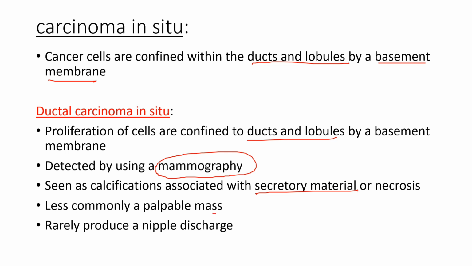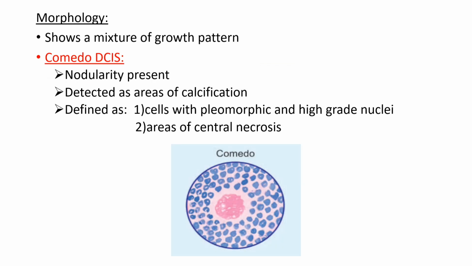A palpable mass can be less commonly found in ductal carcinoma in situ, and ductal carcinoma in situ rarely produces a nipple discharge also. Now coming to the morphology, ductal carcinoma in situ shows a mixture of growth patterns.